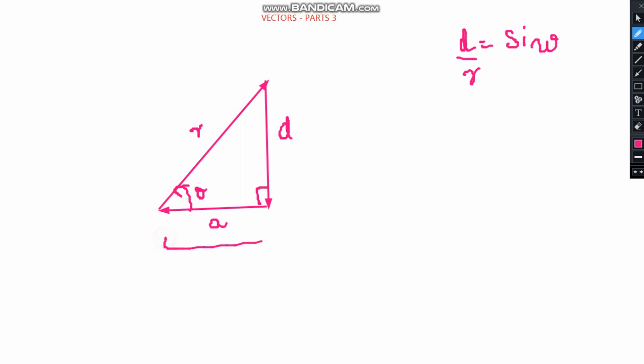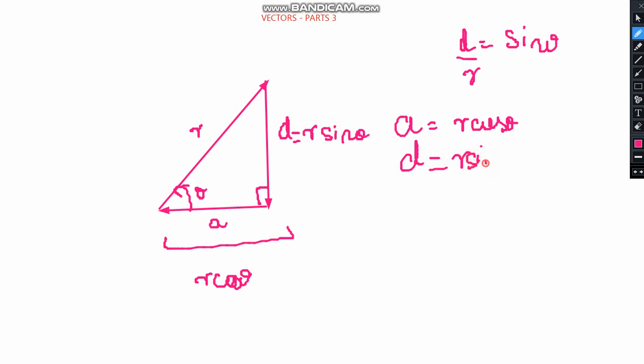Basically this length a is equal to r cos theta. Very important and useful formula, r cos theta. And d is basically equal to r sin theta.